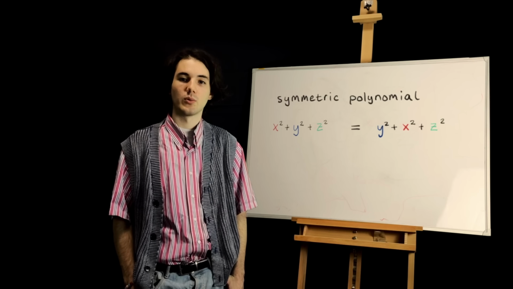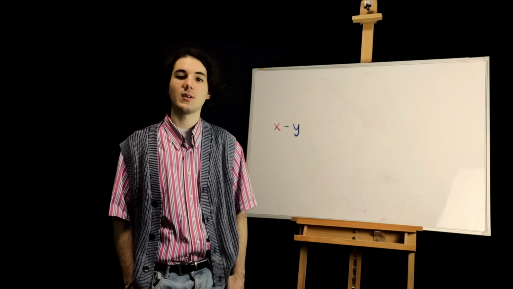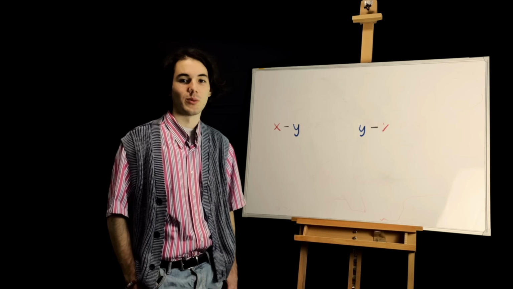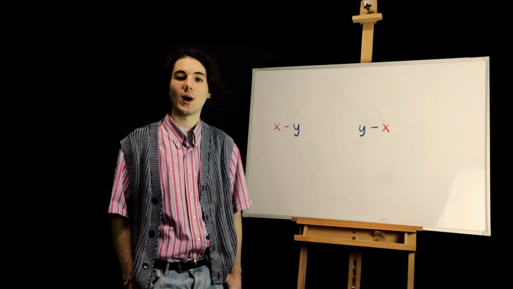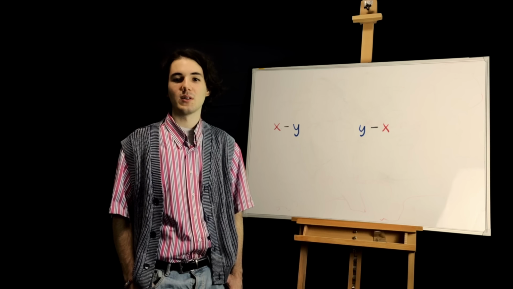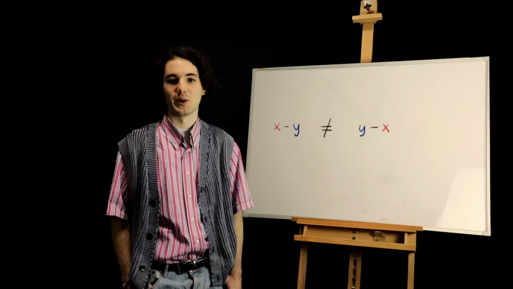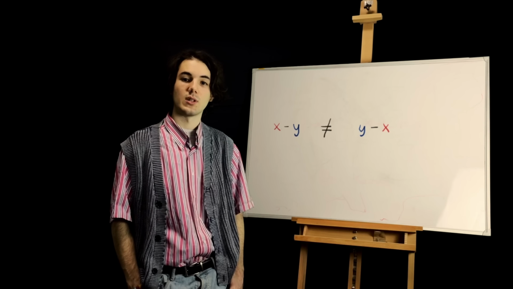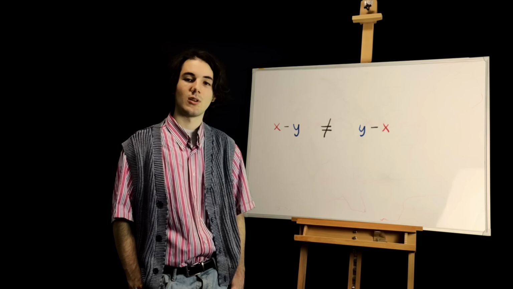To give a non-example, the polynomial x minus y is not symmetric in the variables x and y because when you swap the variables x and y, you get the polynomial y minus x, and y minus x is not equal to x minus y in general. We will be seeing examples of why symmetry is such a special property in just a little bit.